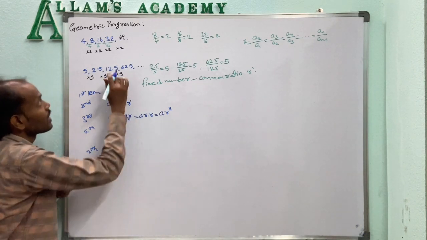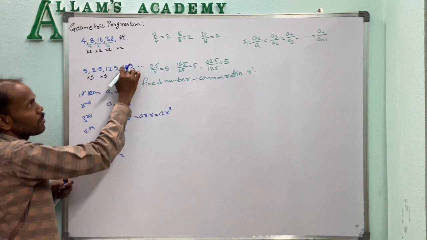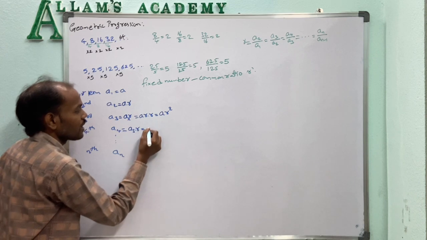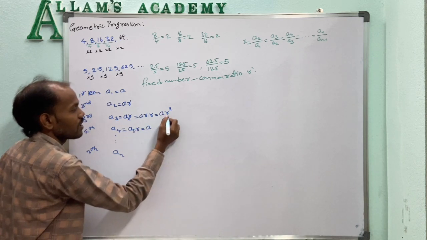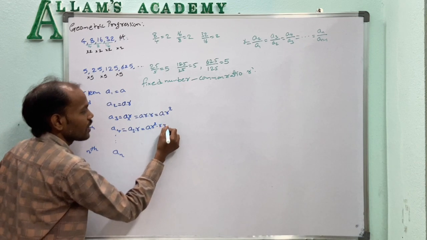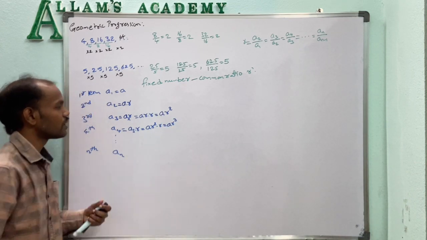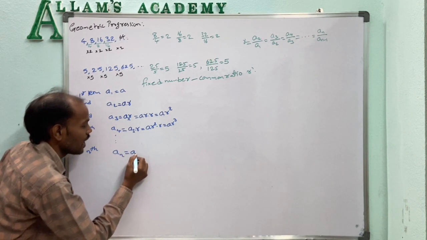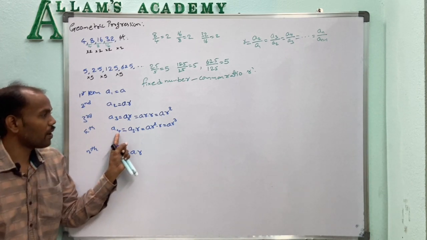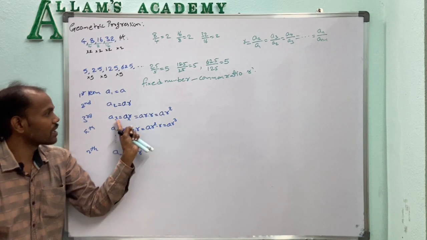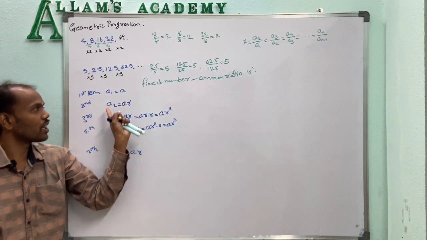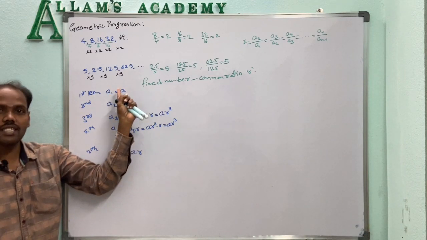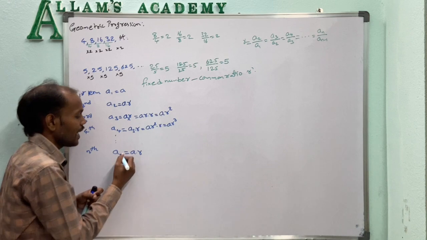Now for A4, the fourth term, the third term is multiplied with the constant fixed number, that is equal to A3 into R. That means A3 is AR square into R, that is nothing but AR cube. So the general term an is equal to a into r power. Here power 3 for the fourth term, power 2 for the third term, power 1 for the second term, and for the first term there is no constant term.